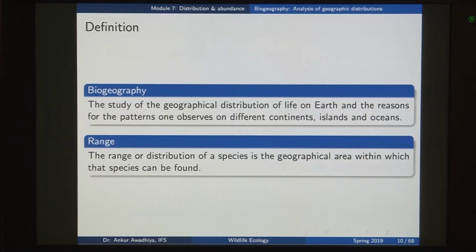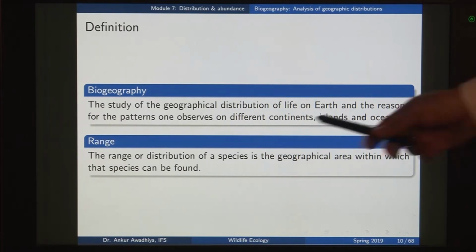Biogeography is the study of the geographical distribution of life on earth and the reasons for the patterns one observes on different continents, islands and oceans. Essentially it is asking why are certain species found in certain areas, and it also tries to document which species are found in which areas. So, that is a cataloging of different species in different areas and the reasons. Not only do you catalog, but you also ask why, what is the reason behind such a particular geographical distribution.